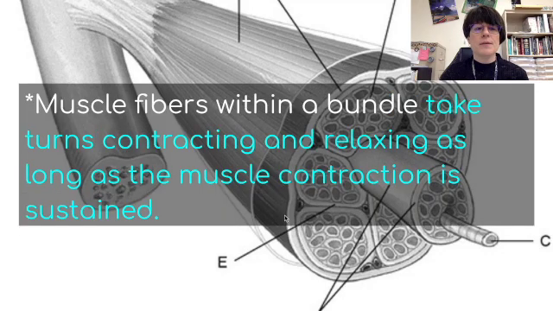Muscle fibers within a bundle take turns contracting and relaxing as long as the muscle contraction is sustained. Now, see, this is a muscle fiber, and so that the muscle can keep working and not fatigue, these take turns contracting and relaxing. Even when you have a fist like this, not all of your muscle fibers are contracted. Some of them are contracting, some of them are relaxing so that they get a break.